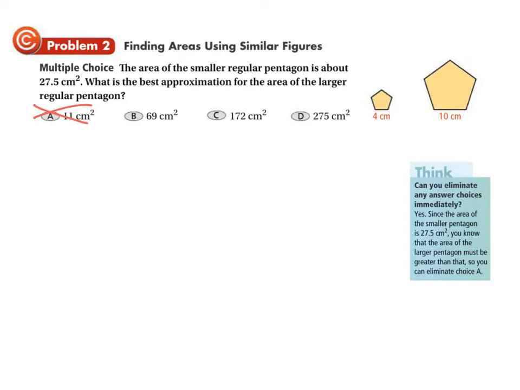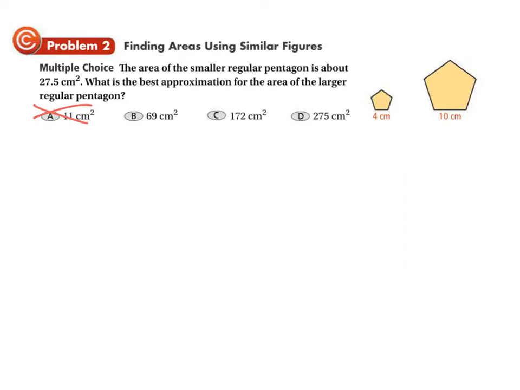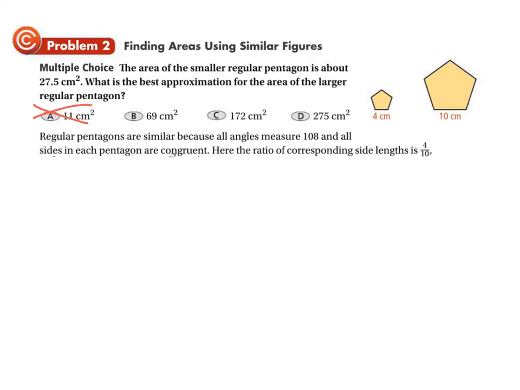Now, how do we do this? Well, notice this. We know what the side length ratio is, right? If it's 4 to 10, we can simplify that to 2 to 5. How do we know that the polygons are similar? Well, they're regular pentagons, and regular pentagons are similar because all of the angles measure 108. They have a total of 540 degrees divided equally among the 5 angles. And all sides in each pentagon are congruent. We know that because it says it's a regular pentagon.